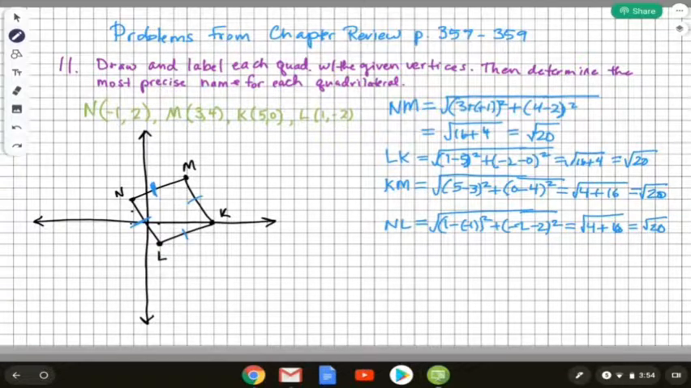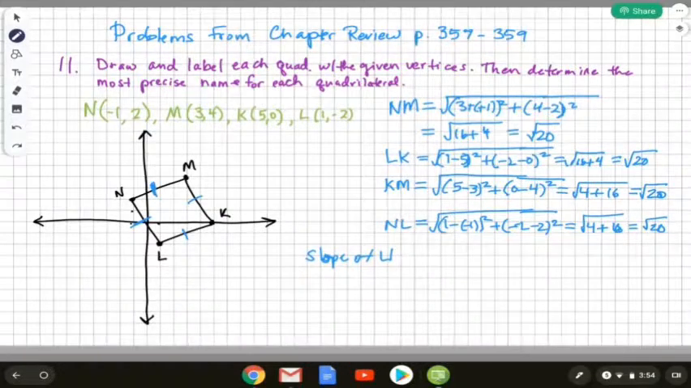So I'm just going to pick NM and MK. I want to do adjacent sides so I can see what their slopes are. My pen is not writing right. All right, so for NM, the slope would be 4 minus 2 on top over 3 minus a negative 1 on the bottom. So I'm going to get 2 on top over 3 plus 1, so over 4, that's 1/2.